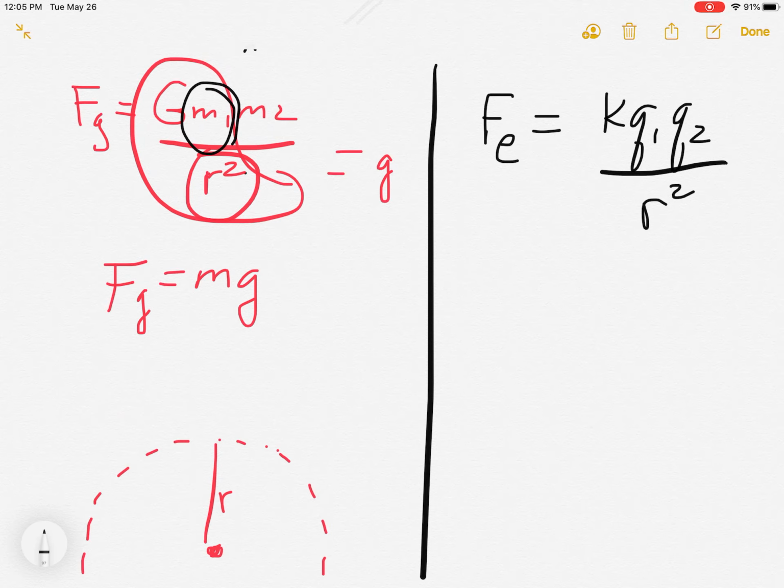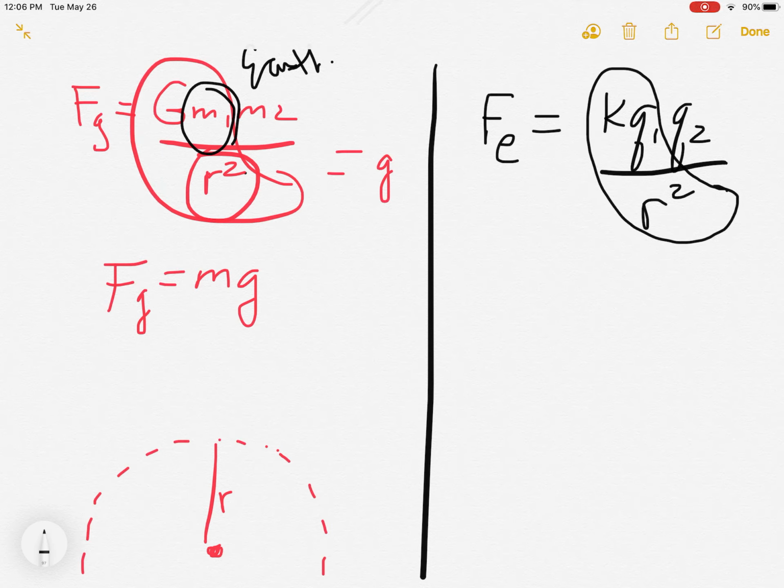Now here's the catch. What made this simple was the mass of the Earth. Remember, the Earth's mass here never changed. When you're talking about two charged objects, there's no guarantee that either one of these Q's is going to always be the same. So again, we lose that sort of special situation of the Earth. This Q1 could be anything. It's not always going to be Q1, right?